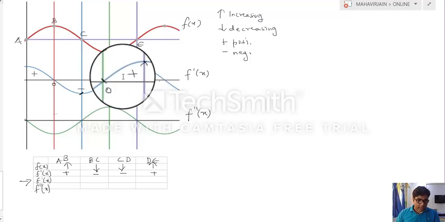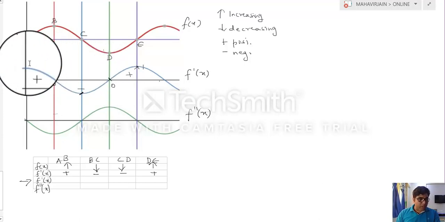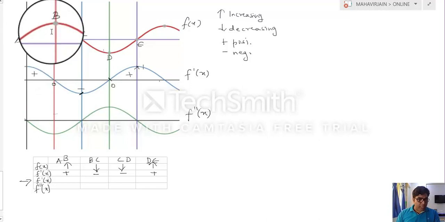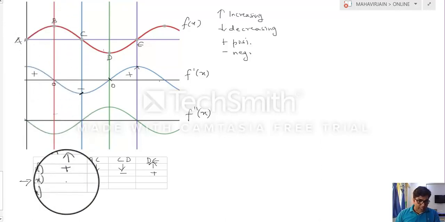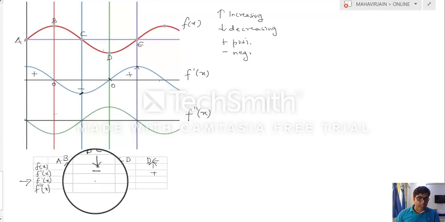Here again, in this particular case, if I say point A to B, we're talking about the main curve. From point A to B, the derivative is decreasing. I hope I have made myself clear. The derivative is decreasing. From point B to C, the derivative is decreasing.